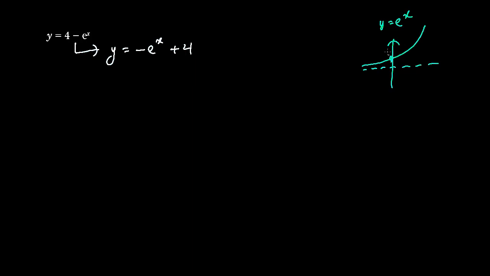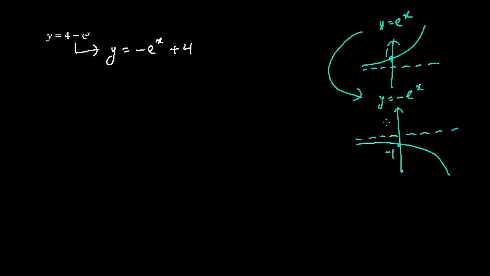y equals 4 minus e to the power x. You have to remember that this is y equals minus e to the power x plus 4. That means if we do this step by step, let's start with y equals e to the power x. So y equals e to the power x looks like this, passes through 1. Now we have y equals minus e to the power x. It means it's a reflection on the x-axis, so it is going to be like this. So from this picture, we can get this picture.